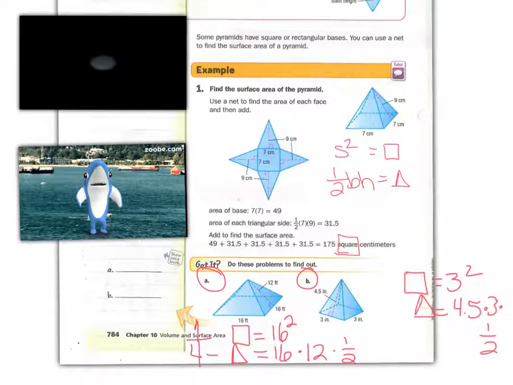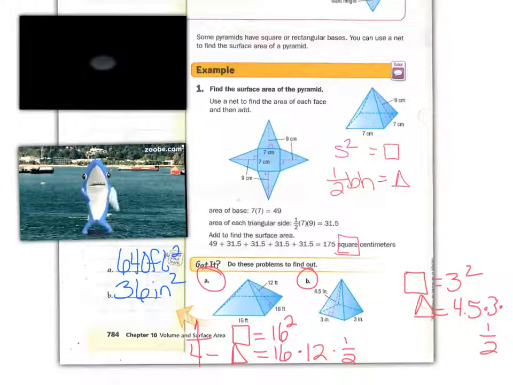Hey there, Surface Area Shark, coming back at you from Vancouver, Canada. I don't usually hang out in these cold Canadian waters, but here I am. Let me give you these answers. Problem A, you should have gotten 640 feet squared. Problem B, 36 inches squared. If you did not get those answers, please stop now and ask your teacher for a little extra help.